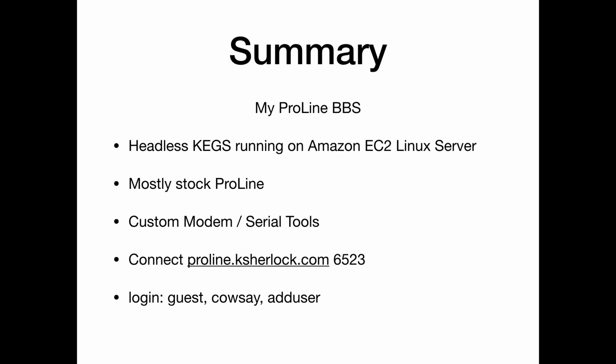So, in conclusion, my Proline BBS is a headless KEGS running on an Amazon EC2 Linux server. It's mostly stock Proline. There are custom modem and serial tools which interface with KEGS directly to give improved TCP performance. You can connect today. Telnet to proline.ksherlock.com, port 6523. Log in as guest, cowsay, or add user.